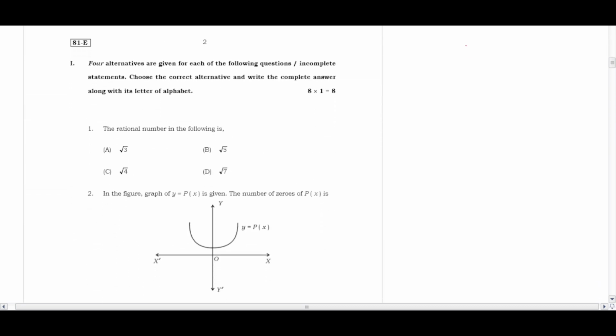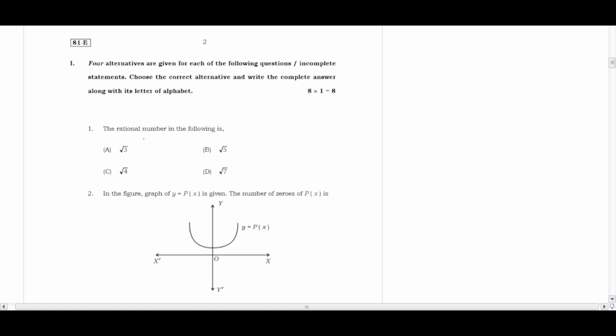This is the first main question. Four alternatives are given for each of the following questions, as an incomplete statement. Choose the correct alternative and write the complete answer along with its letter of alphabet. It means one question is given with 4 options, A, B, C, D. Only one answer. Either a statement or an incomplete statement is given, and you complete the statement.